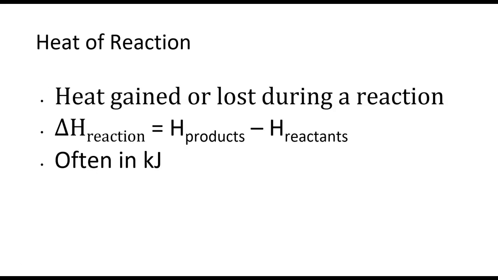The heat of a reaction is typically measured in kilojoules, and it's symbolized by the delta H here. So delta just means change in, and H is for enthalpy, or the heat of the reaction. So the change in the heat of the reaction is essentially a measure of the energy of the products minus the energy of the reactants. If there's a difference here, we either are going to gain or lose heat.